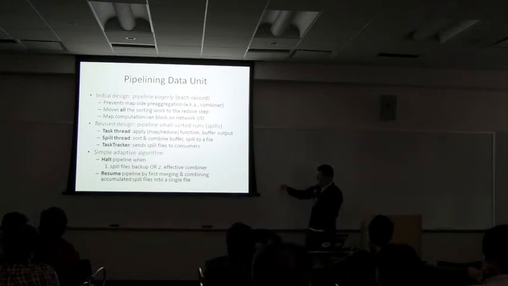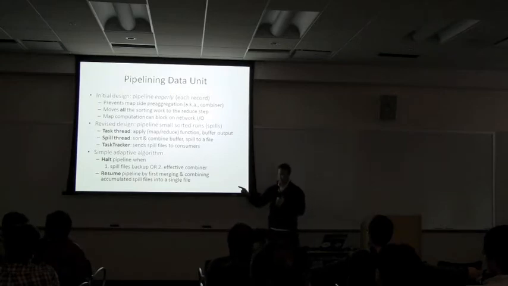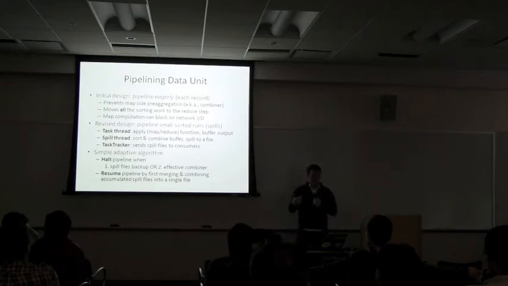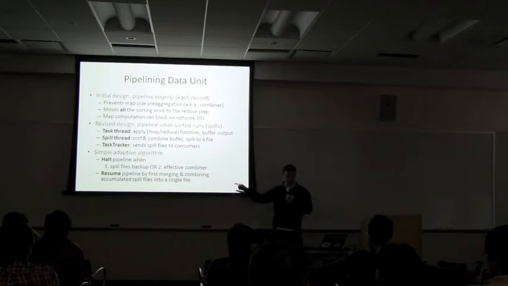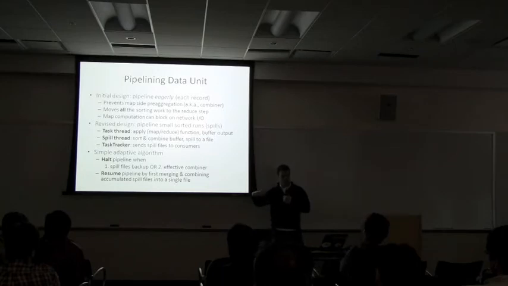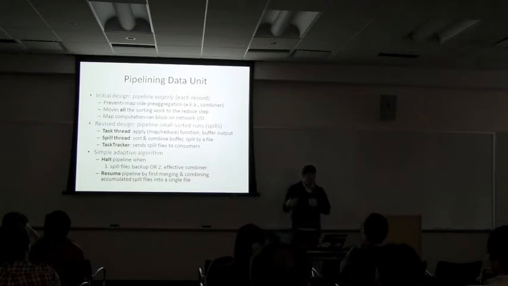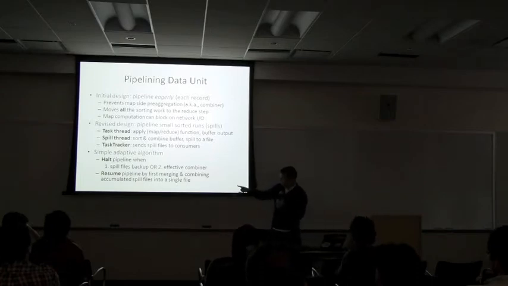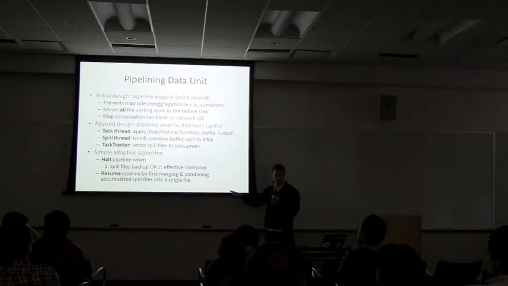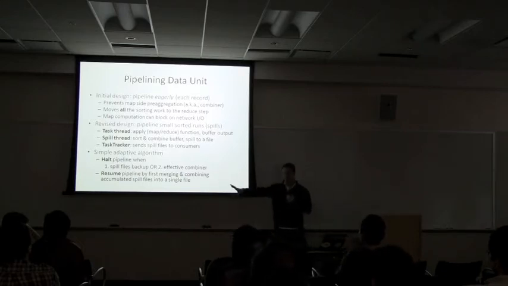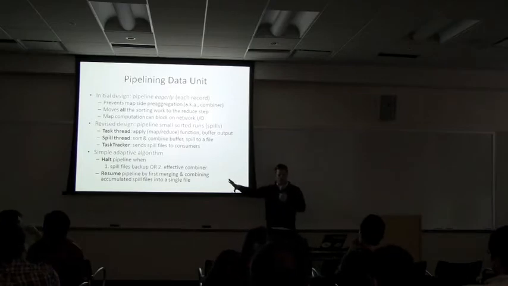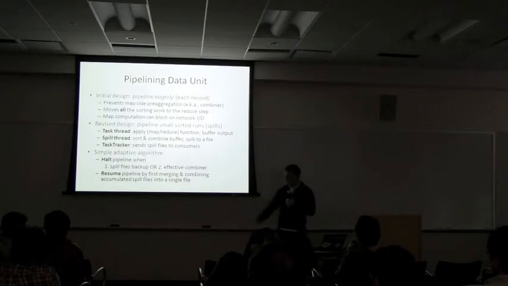And we also added to the spill thread a simple adaptive algorithm where we're going to halt the pipeline when we get spill files backing up, meaning that the consumers are not able to keep up with the producers, or if we have an effective combiner. And we're going to resume the pipeline by first merging and combining the accumulated spill files into a single file. So you see what we're doing is we're taking some of that sorting work and we're pushing it back to the map because the reduces are not able to keep up, say, with the rate of production.